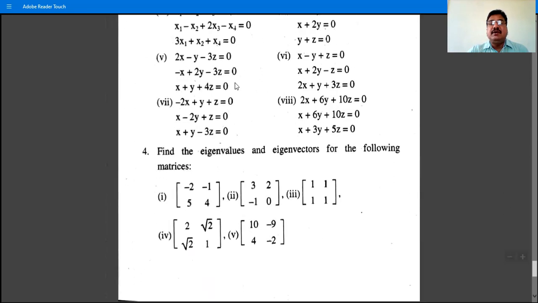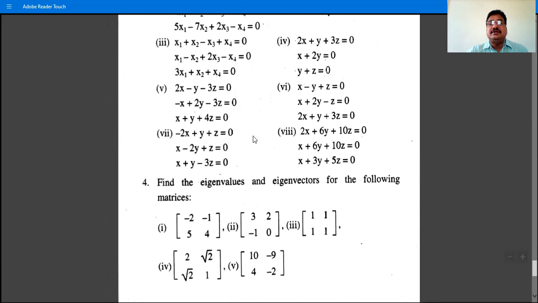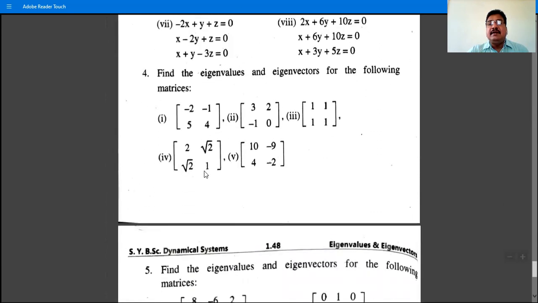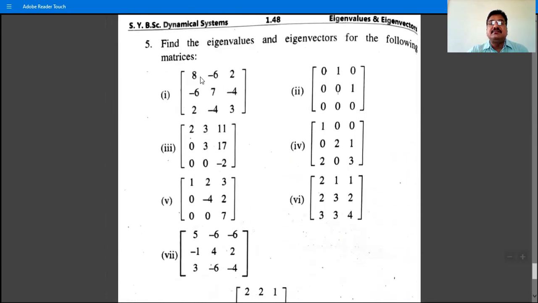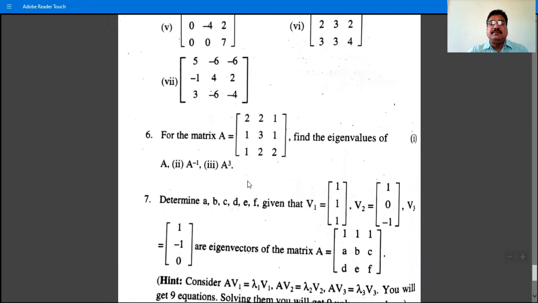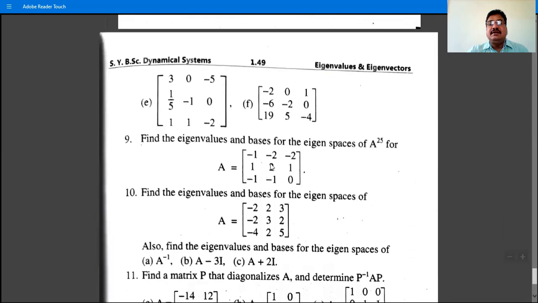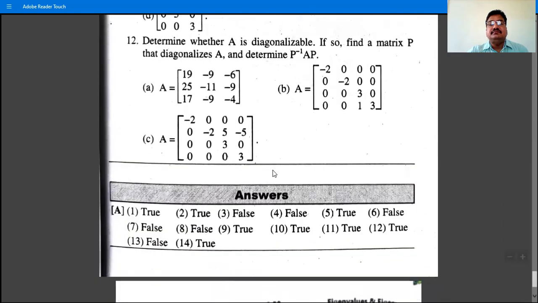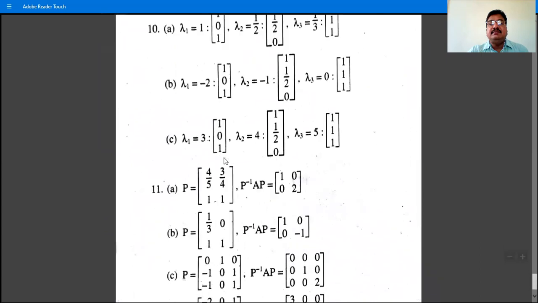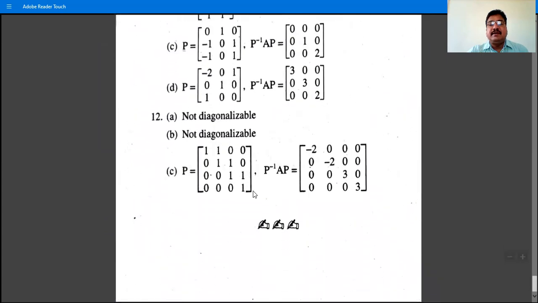Solve the system. We have to find the solution of this system. Then we have to find the eigenvalues and eigenvectors of these matrices. If A is a matrix, then find the eigenvalues of A raised to minus 1 and A cube. So solve all these examples. Answers and solutions are given.